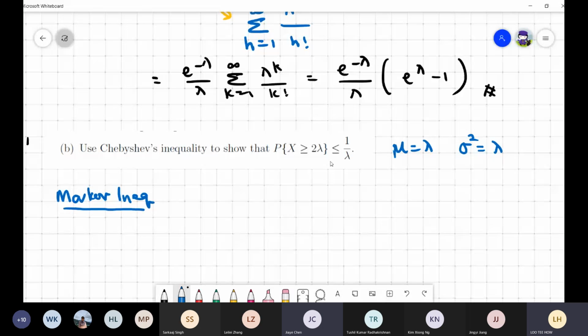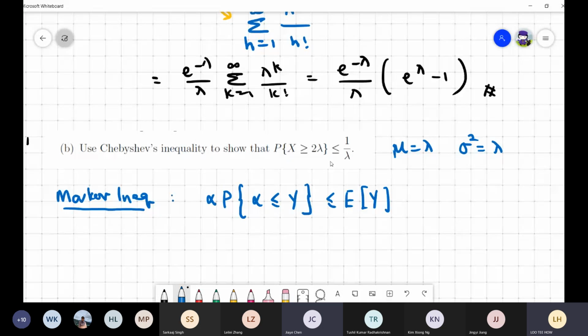Since we are using x here, maybe I use another symbol. I don't want to use the same symbol as in the lecture notes because we keep on using x, so it might be a little bit confusing. So I will switch to another symbol, let's say y. So this is actually your Markov inequality.